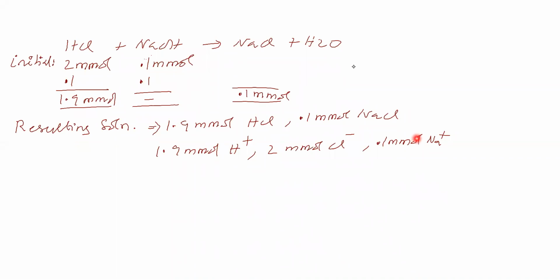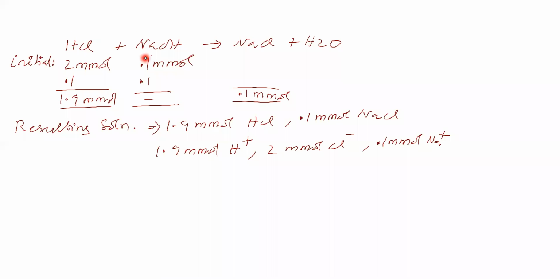1.9 plus 0.1, 2 millimoles of cations. So before adding sodium hydroxide and after adding sodium hydroxide, the cation millimoles is 2, it remains the same. The total millimoles of cations remains the same, but the difference is that H plus is 1.9 millimole and Na plus is 0.1 millimole after adding sodium hydroxide.